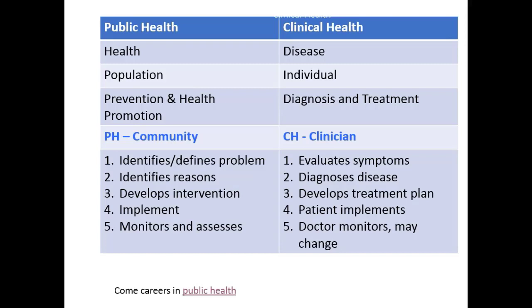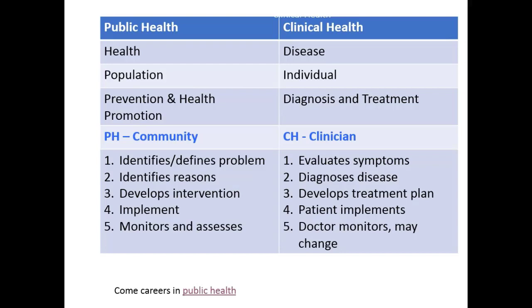Now, when I say clinician, it could be a medical doctor, it could be a doctor of osteopathy, it could be a physician's assistant, a nurse practitioner. There are many different levels and different types of clinicians that work with disease. Public health also has a lot of different types of jobs that promote public health, and we'll be looking at some of them later on in the semester.